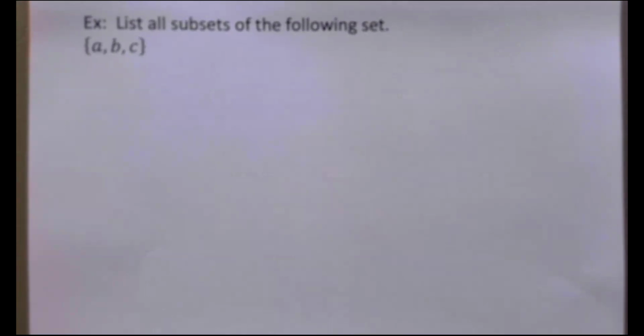Moving on to our next example. We are given a set here and we are being asked to find all of its subsets.